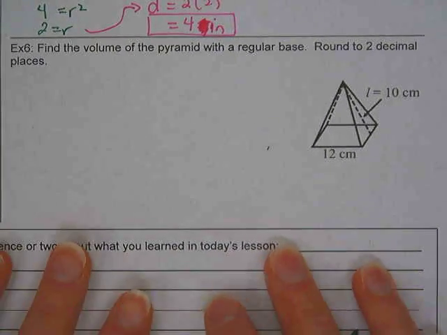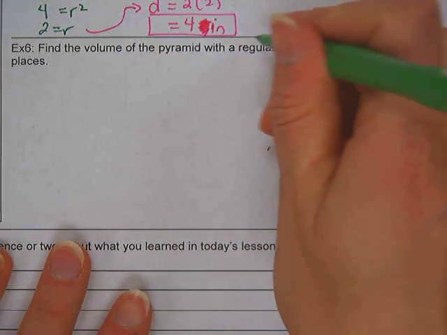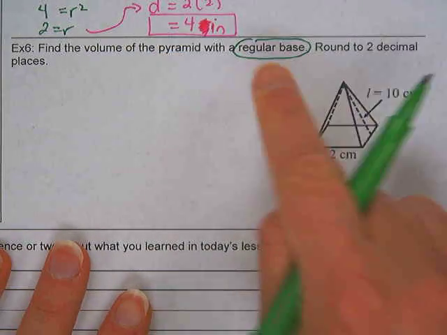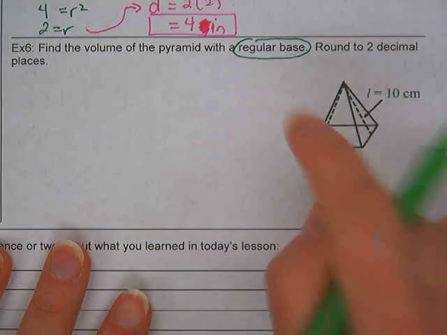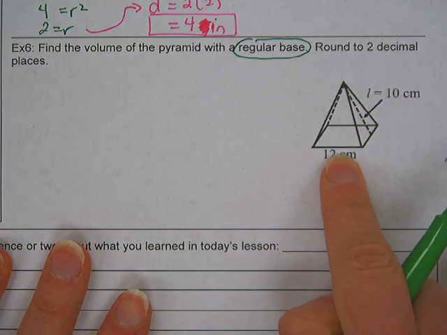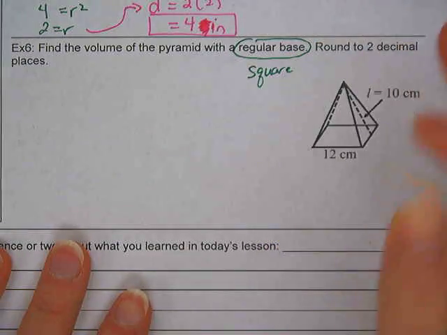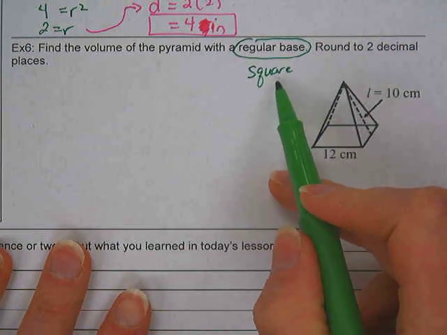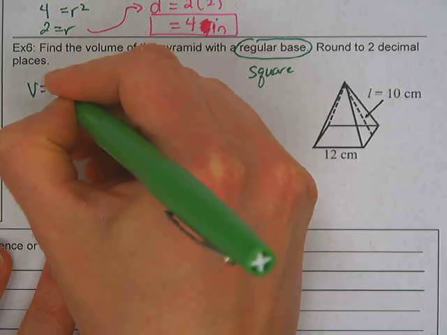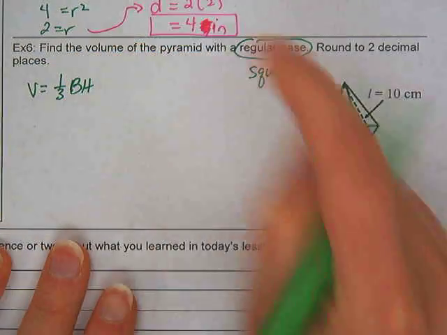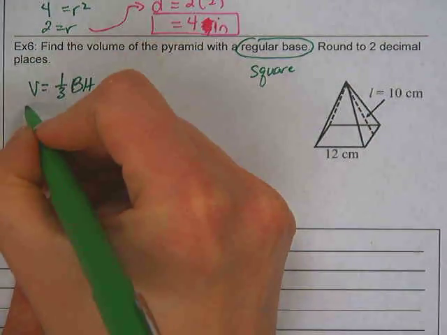And again, if you have any questions, make sure you write a question over here on the left. Moving on to our last example, we're going to find the volume of the pyramid. Now it has a regular base, so you always want to pay attention to this, and you also want to make sure that you take the time to notice what kind of base it is. So this looks like a square base. And I'm saying square and not rectangle because if it's regular, it's going to be a square.